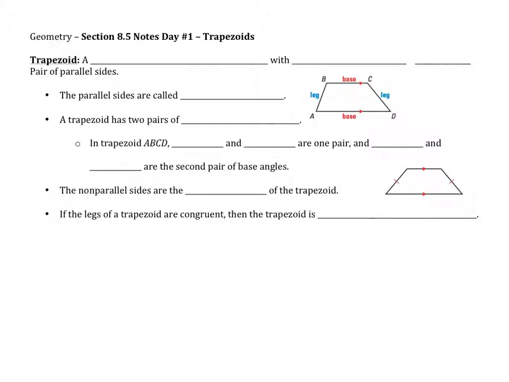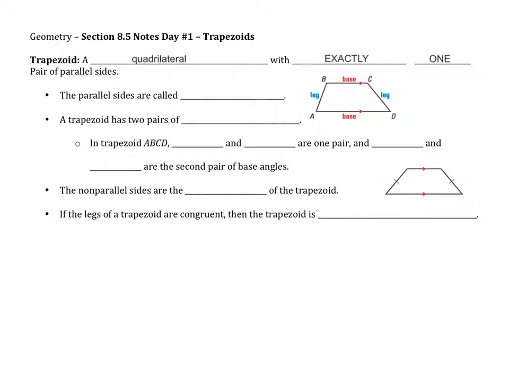Section 8.5 notes day 1 is all about trapezoids. So let's first define what a trapezoid is. A trapezoid is a quadrilateral with exactly one pair of parallel sides, because if there's more than one, then it turns into a parallelogram. So again, a trapezoid is a quadrilateral with exactly one pair of parallel sides.